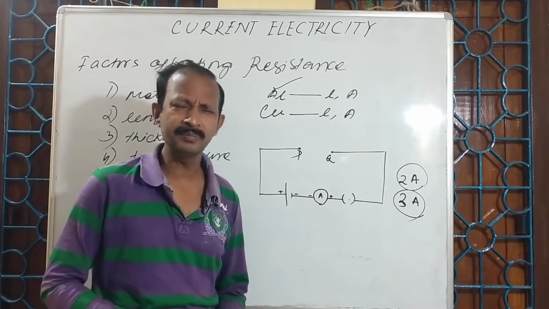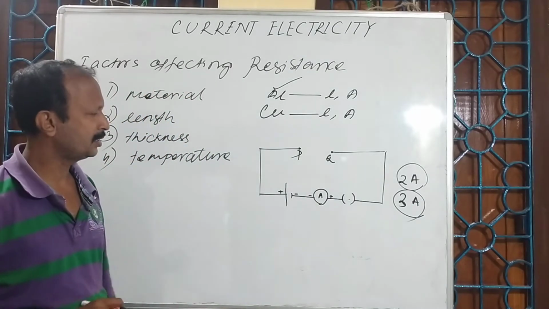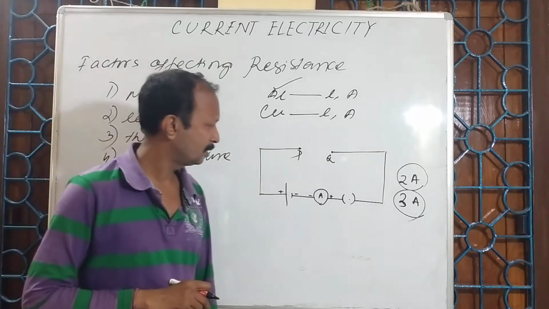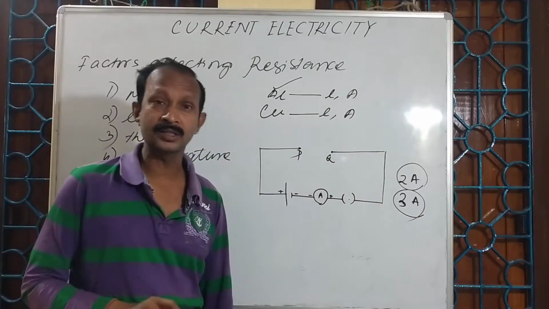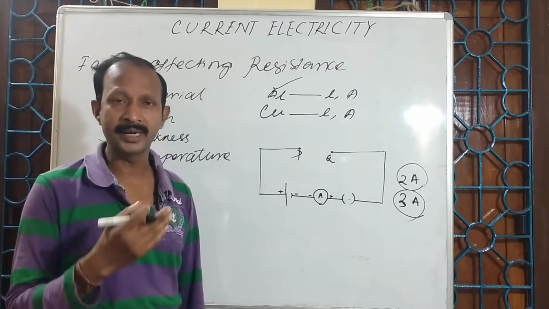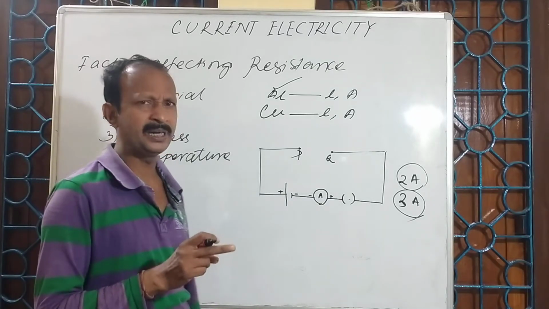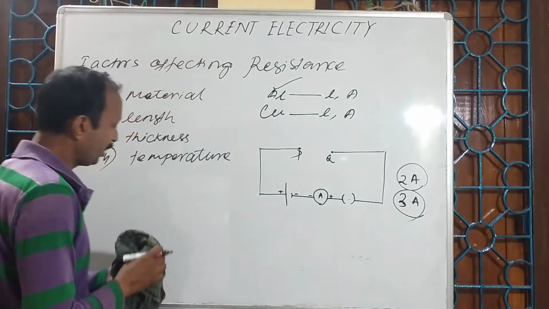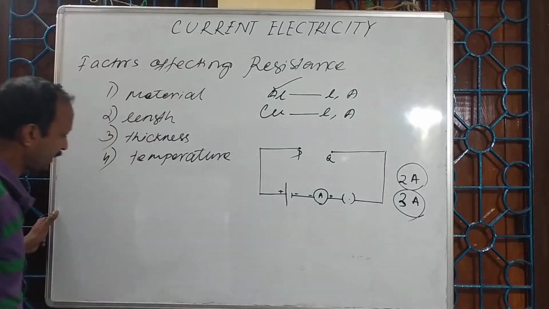What did we analyze from this fact? We analyzed that different metals or different conductors contain different numbers of electrons, or I can say that the concentration of electrons is different in different materials.